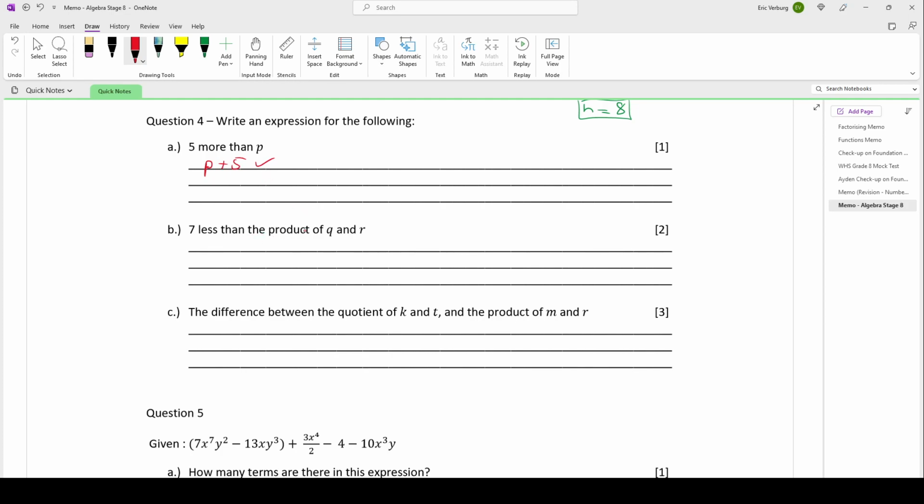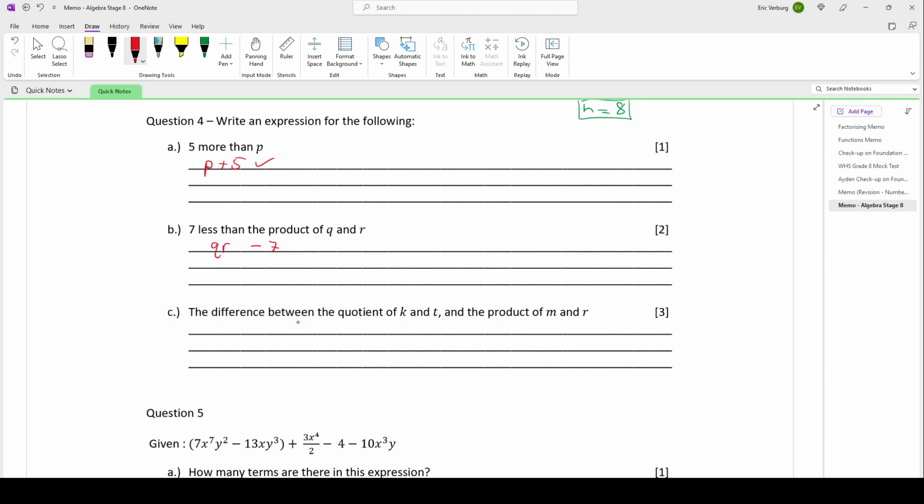7 less than the product of q and r. So 7 less than something means we take something and we subtract 7 from it. It's not 7 minus something, it's 7 less than something. There's a difference. The product of q and r, product means times. So the product of q and r means q times r. So q times r minus 7. 7 less than qr. I hope that makes sense.